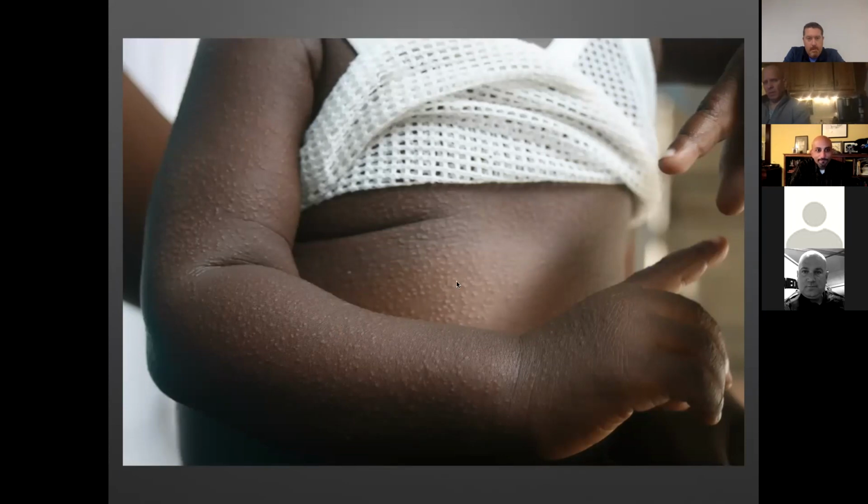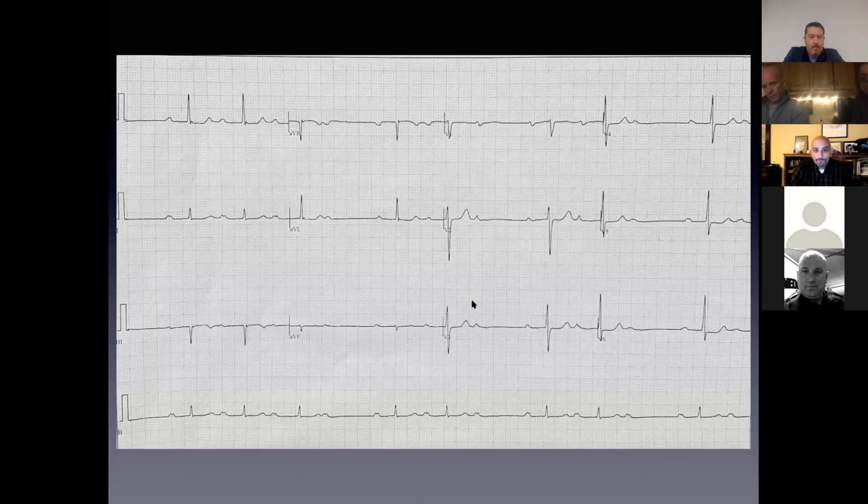That's measles. We don't see much measles anymore, thankfully, but that's measles. All right. This little review here. What do we have here?